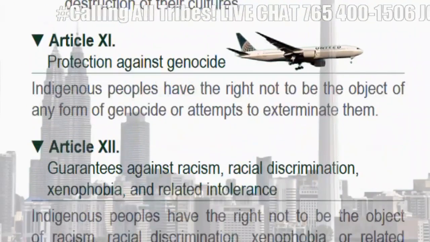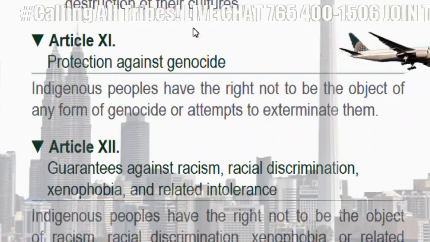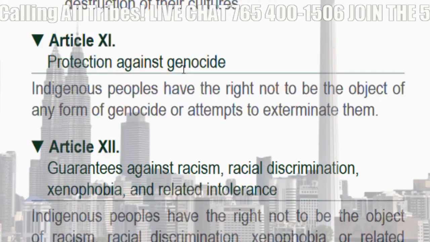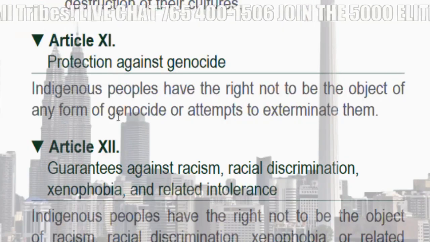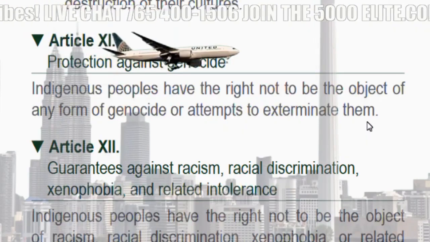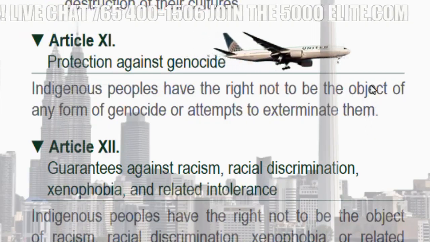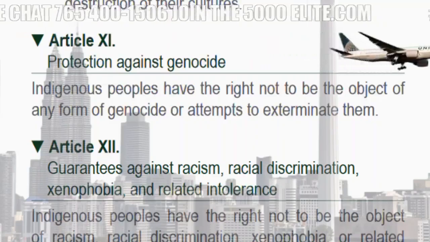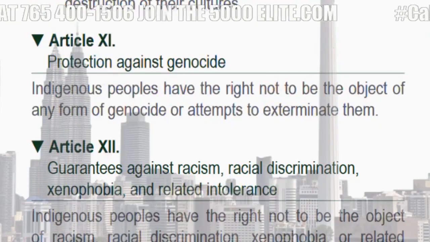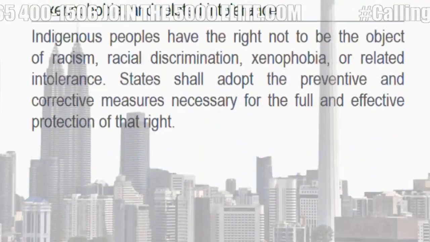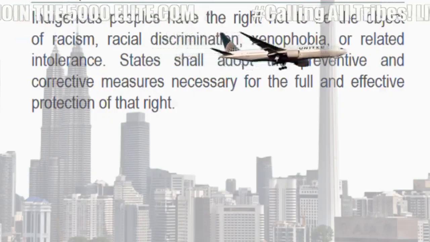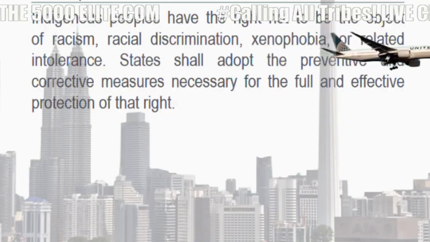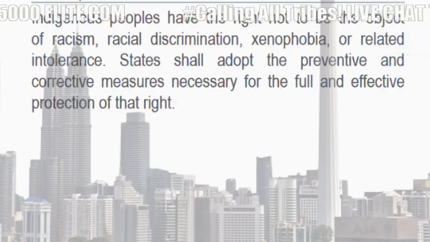But anywho, definitely with that being stated, we have the protection against genocide. And our people have the right not to be the object of any form of genocide or attempts to exterminate us or our efforts. Can you dig it? There's laws that protect us fully, period. And as soon as you understand that, then okay, now you can move. Now you what's called free. But you still bound by the laws yourself. So we can't commit genocide on our own people. That's what it means. Can you dig it?